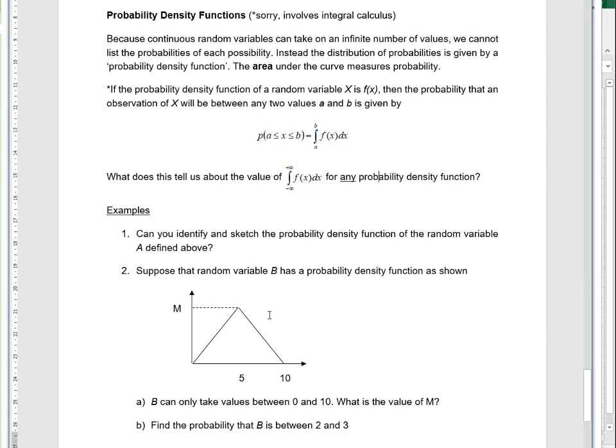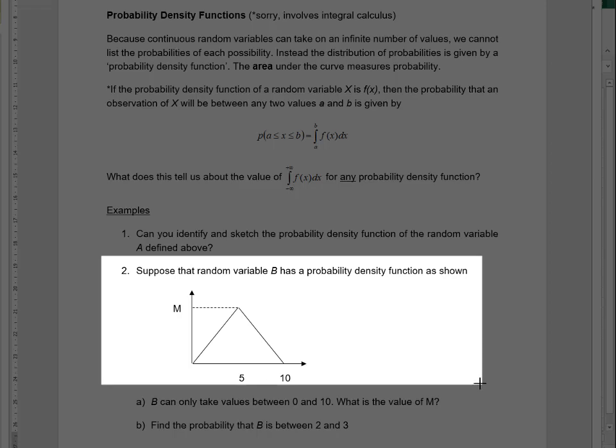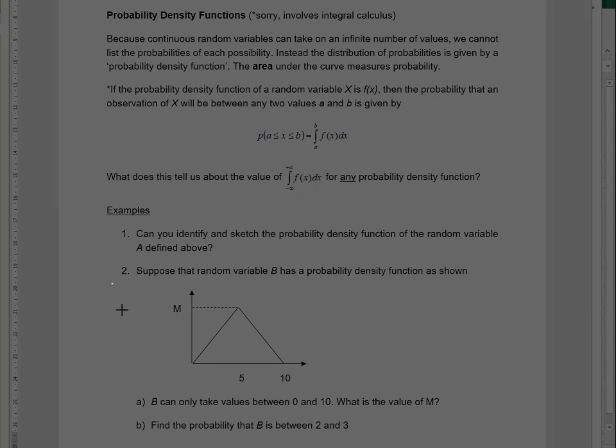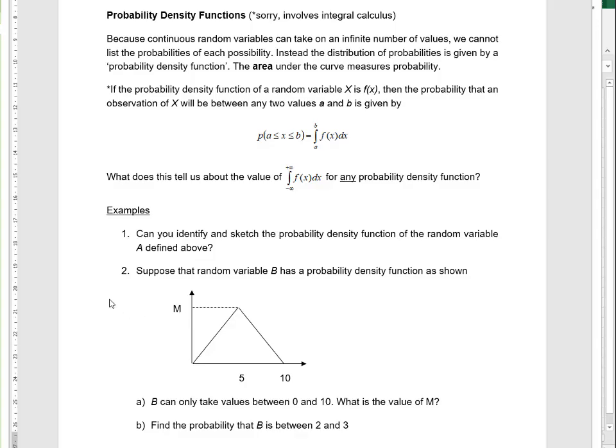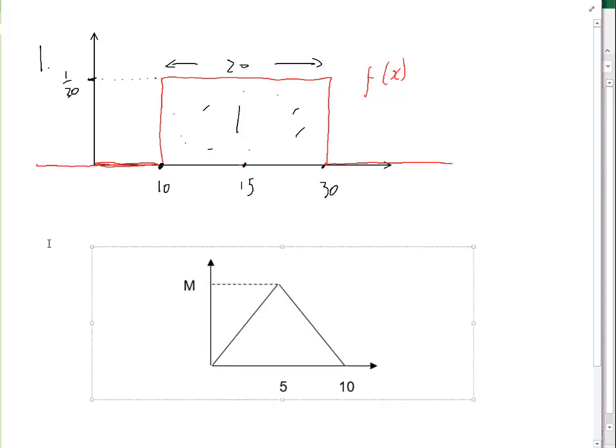Okay, let's look at one with a slightly more interesting probability density. So I paste that in here, and this is question 2. Just doing this to save trying to draw, so you can see it more clearly.